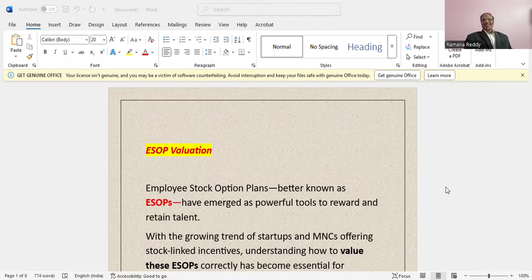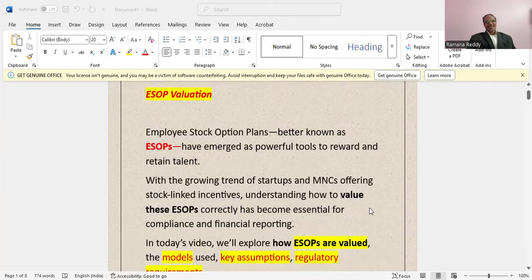Now we are discussing an ESOP valuation. Employee stock option plans, better known as ESOPs, have emerged as a powerful tool to reward and retain talent. With the growing trend of startups and MNCs offering stock-linked incentives, understanding how to value these ESOPs has become essential for compliance and financial reporting.